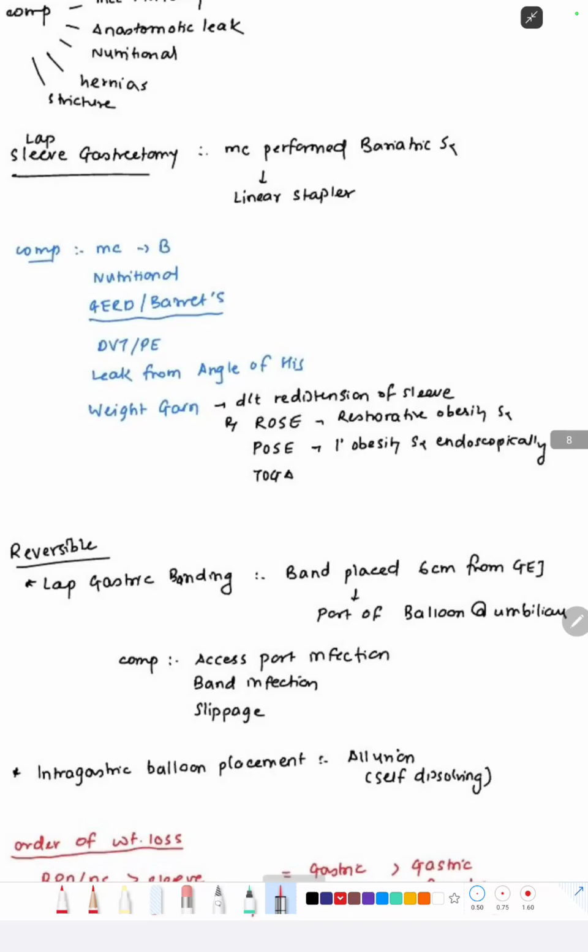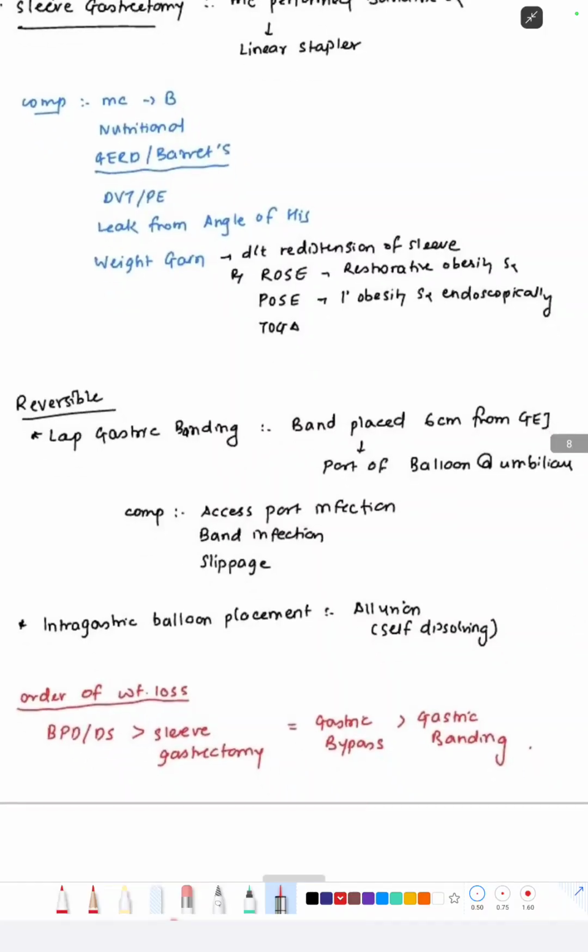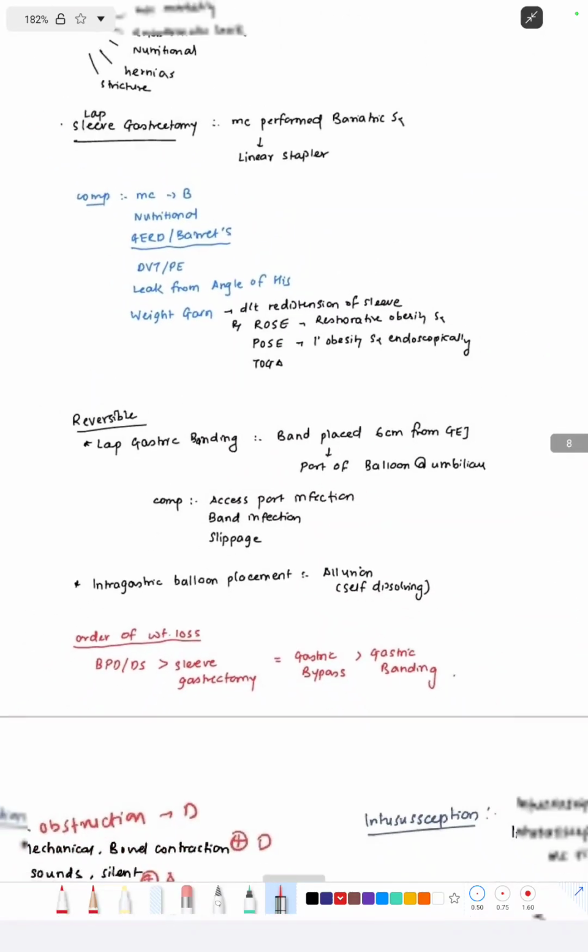So the management for this is ROSE, POSE or TOGA. ROSE is restorative obesity surgery endoscopically, POSE is primary obesity surgery endoscopically, and TOGA is transoral gastroplasty. Then reversible methods.